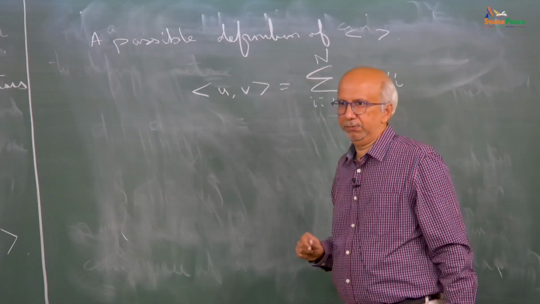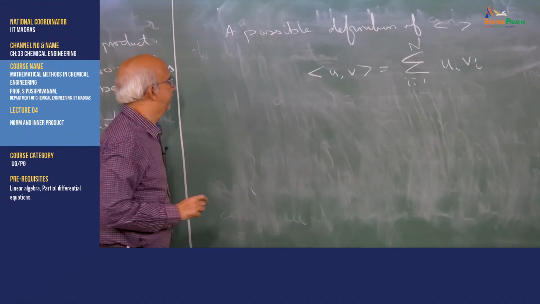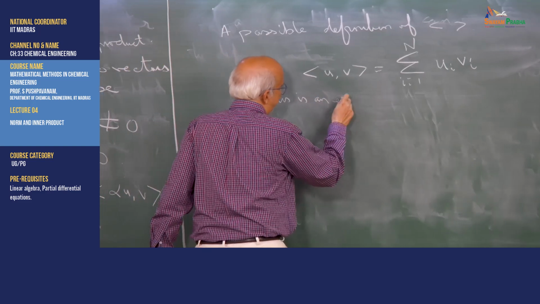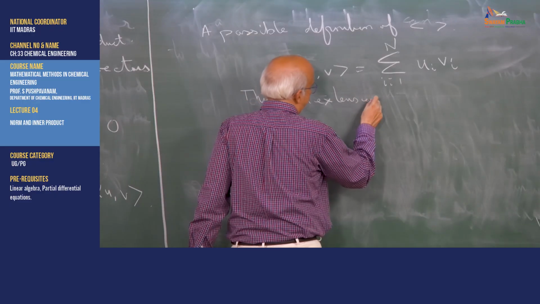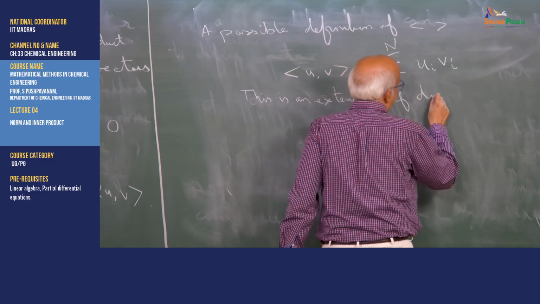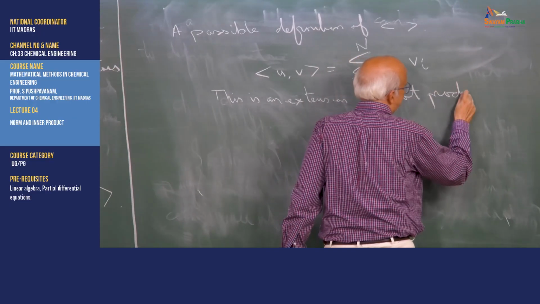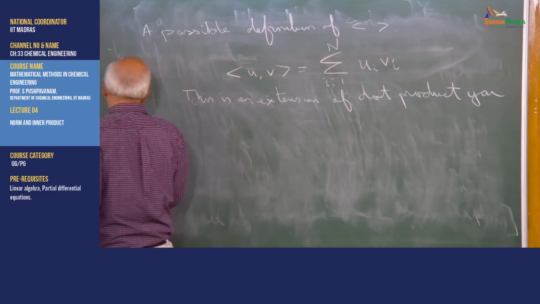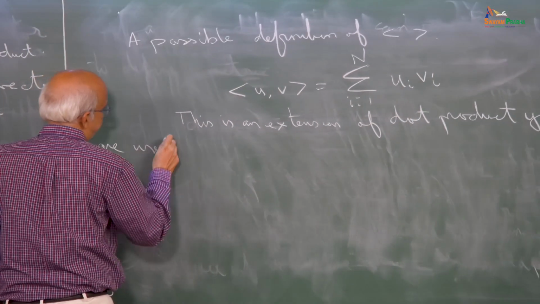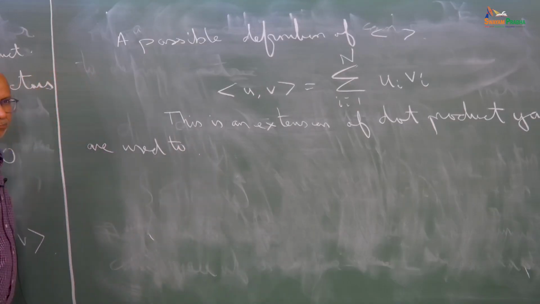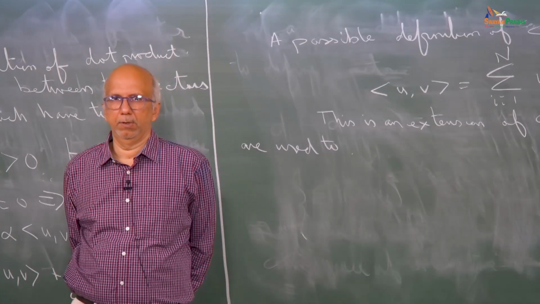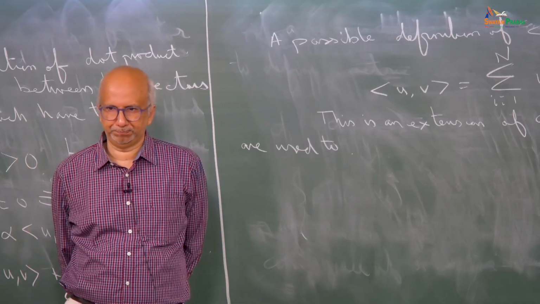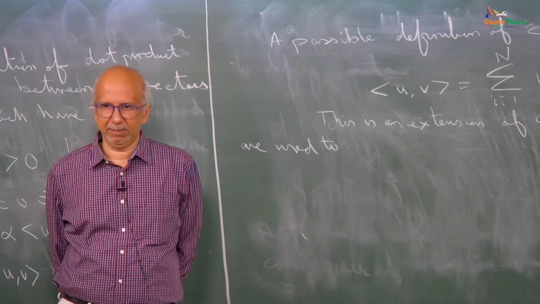So, this is the definition of the inner product, okay, and this is an extension of the dot product you are used to, where you take the corresponding elements and you take the dot product. First element with first element, second element with second, third with third.